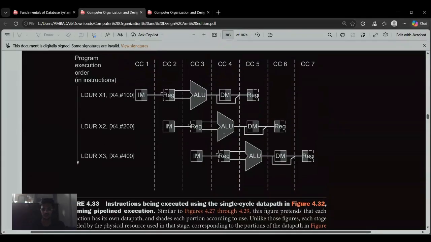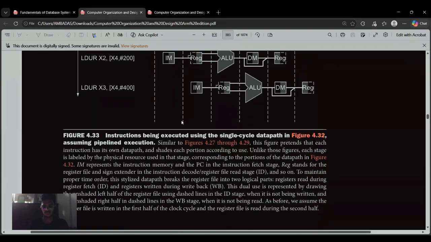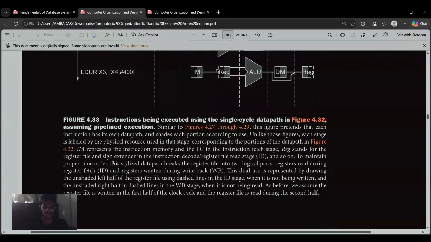The thing we should understand is that whenever we see the unshaded right half, it means we are going to perform a write operation, and whenever we see the shaded part, then we are going to perform the read operation, as far as they are telling here. So we can divide the datapath into two logical parts: register read during the register fetch, and register write during the write back stage.